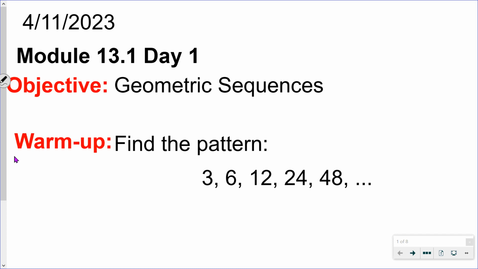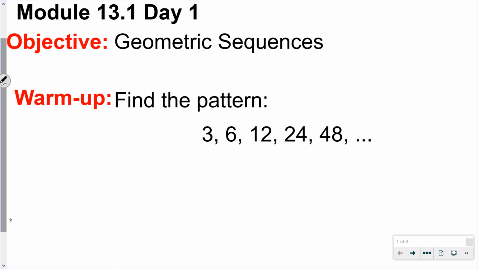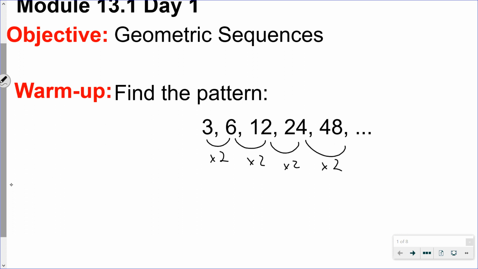So, what's the pattern for this warm-up? Not times 5, but we're multiplying by 2, right? Every single time, we're multiplying by 2. Every time you go to the next number, you're multiplying by 2 to get to the next number in the sequence. And this is exactly what a geometric sequence is, and that's what we're going to learn today.